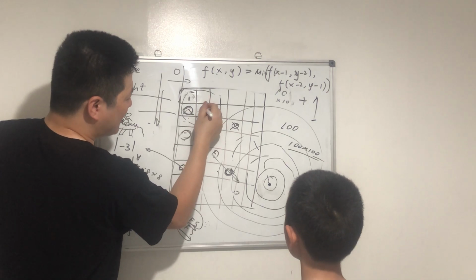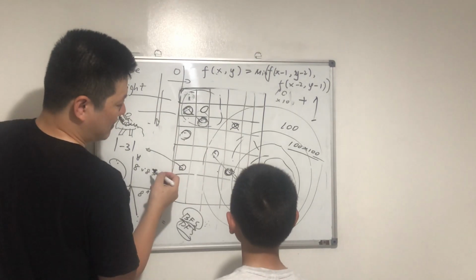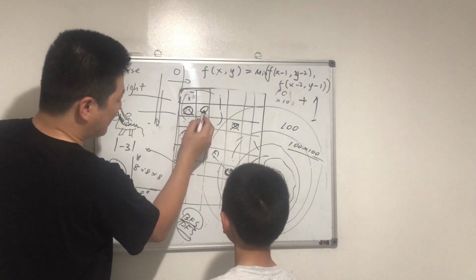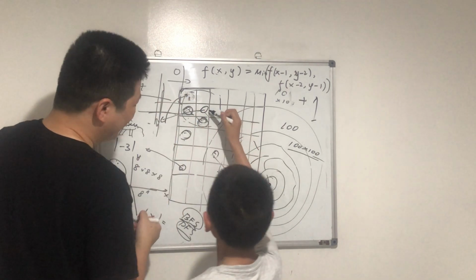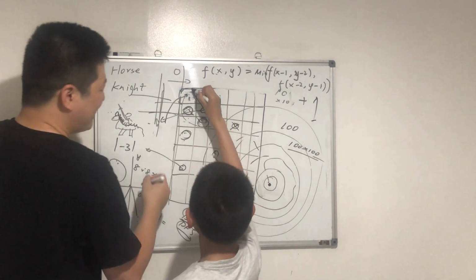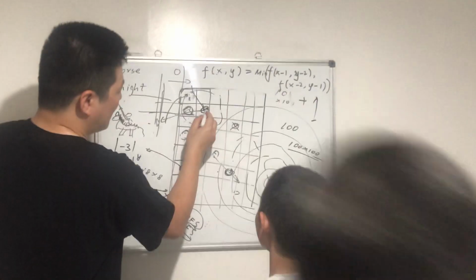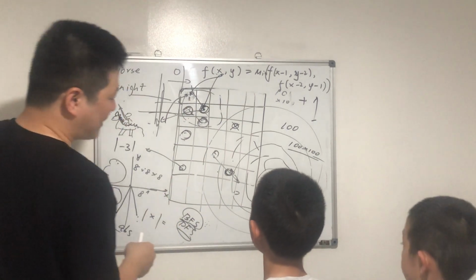How do you jump from this to here? You can go here and then here, right? Remember, it's an unlimited board. Yeah, alright, so 2. Or you can go there. How can you go there? Go here and go here, right? Yeah, okay. So that's it.